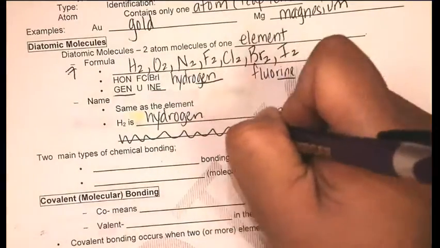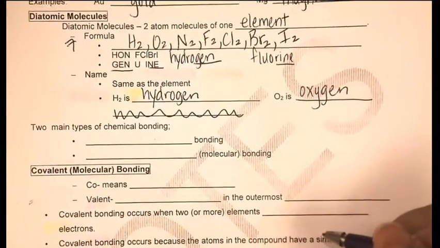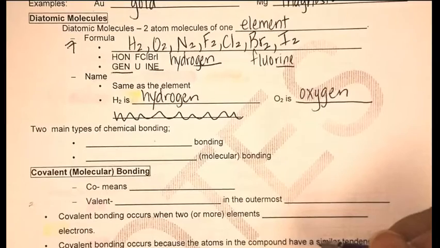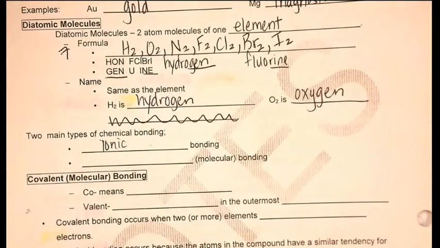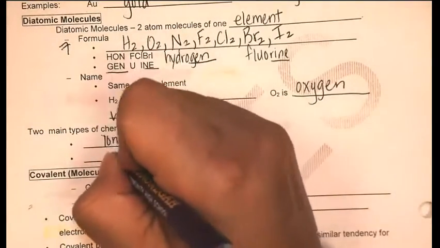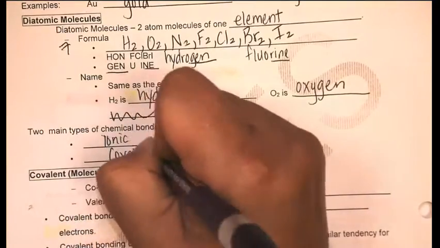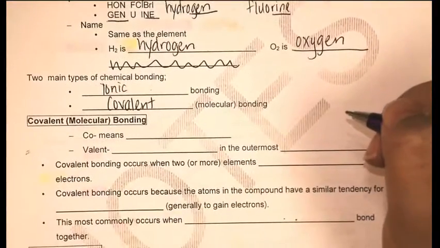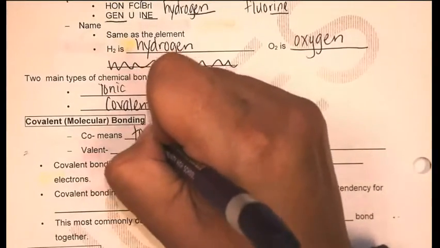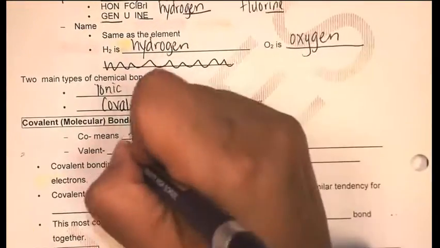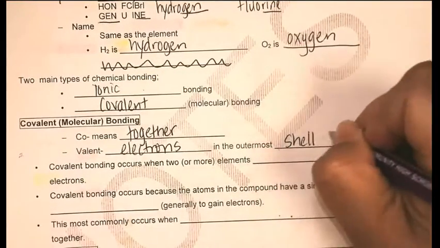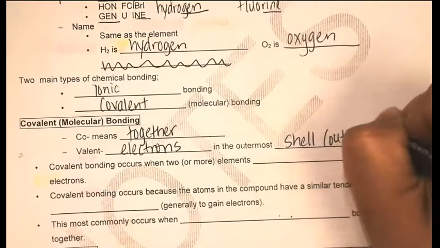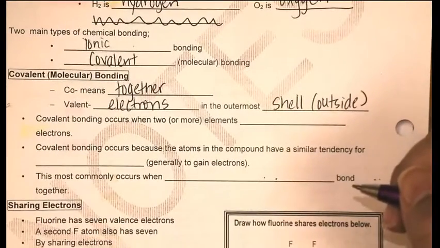We're going to get rid of this line. So now we know, based on the last chapter, there's 2 main types of bonding: ionic, which we learned in the last chapter, and now we're learning covalent, which is molecular bonding. So what does covalent mean? Co means together. Valent means the electrons in the outermost shell, the ones on the outside. So we're sharing the electrons in the outermost shell.